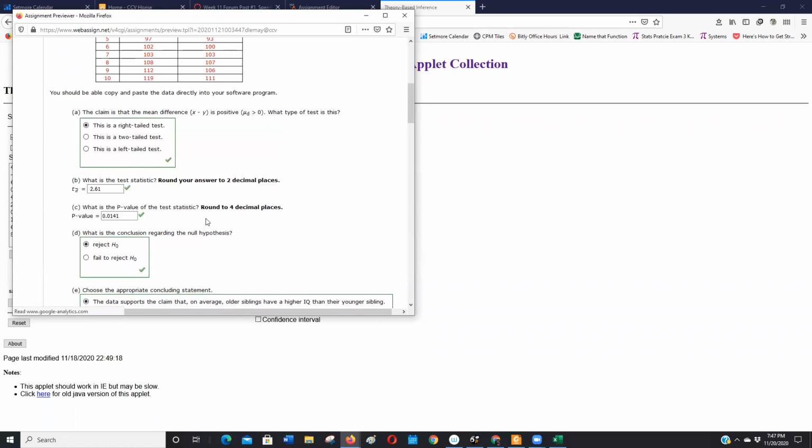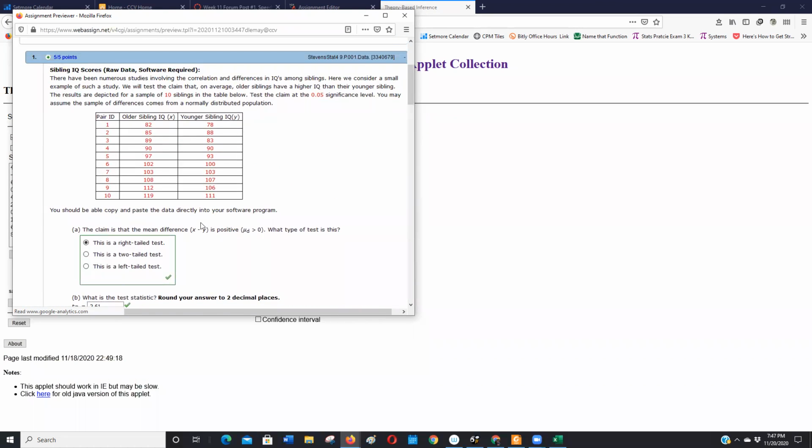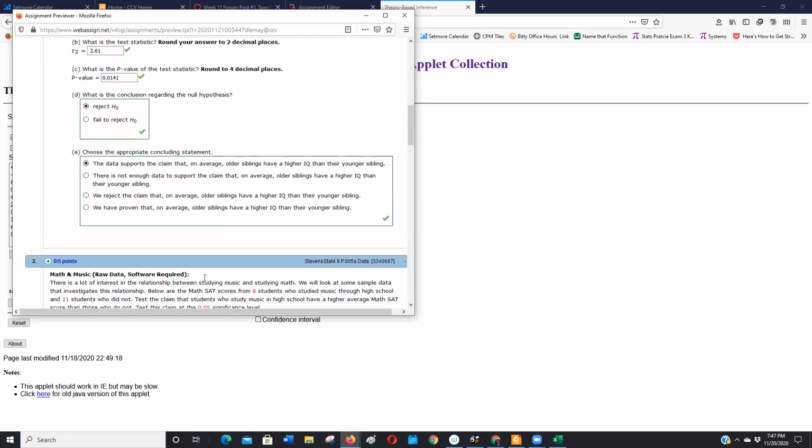But the biggest problem on that last exam that I'm going to have you guys do, the biggest problem people have is they don't recognize these paired differences. They'll try to apply a 2 sample t-test to it, and that's not what we're doing.